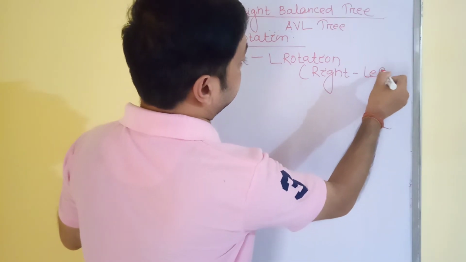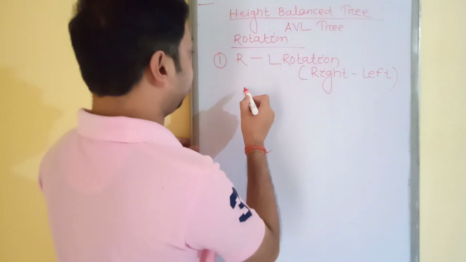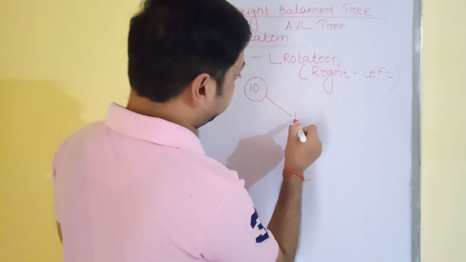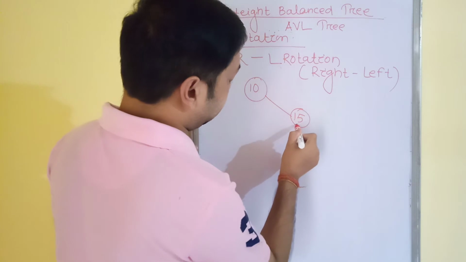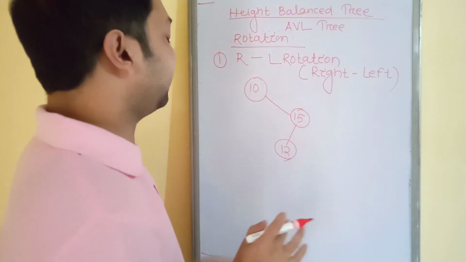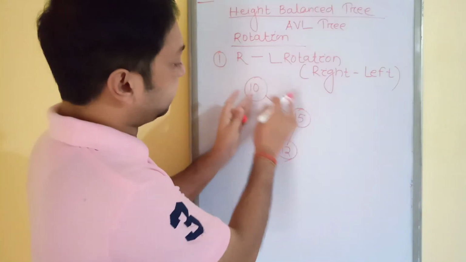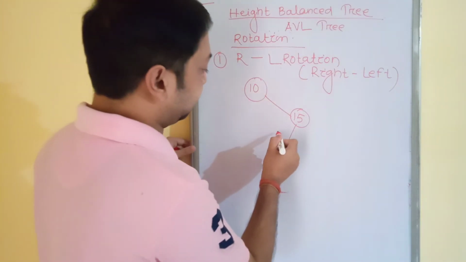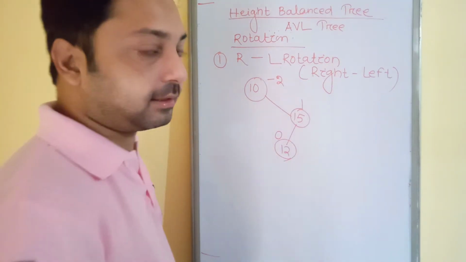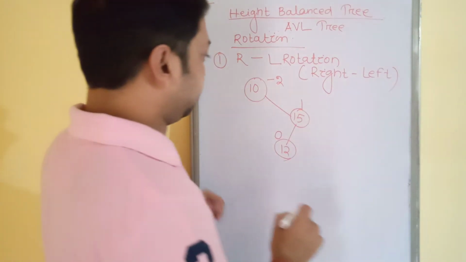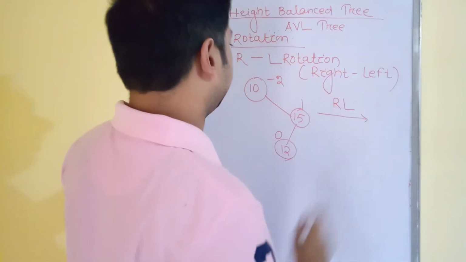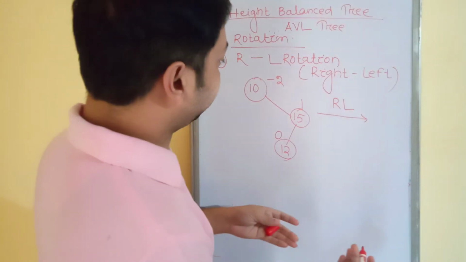Right left rotation. So now you can see here, let there be a 10, on the right hand side let 15 be there, and on the left hand side let 12 be there. So now this is nothing but your right left rotation, because in the right hand subtree, on the left side the node is inserted. So this is 0, this is 1, this is minus 2. This is the simple balance factor. You need to calculate it. Okay, so for that you need to apply your RL rotation. Again the same process you need to follow.